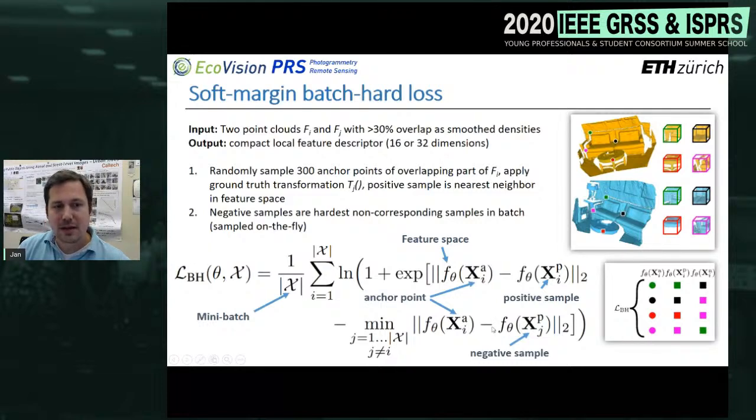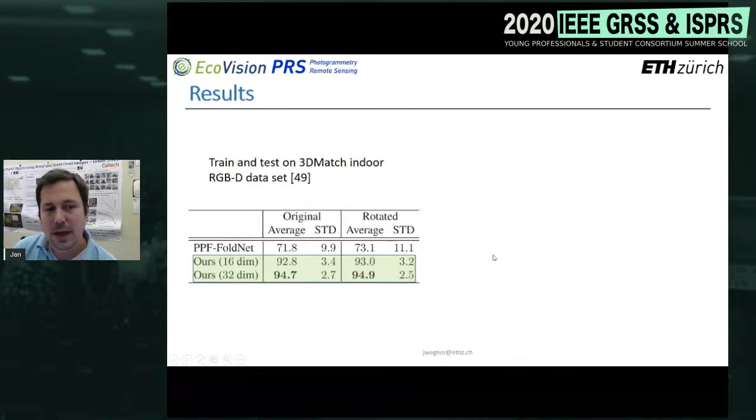So we take the negative samples that are the hardest non-corresponding samples, which means that we basically want those points of the second point cloud that look the most similar to those ones here in the first one, and we want to push them as far away as we can in feature space. And this is what is then shown here. So those are the negative ones, those are the positive ones, and those are the anchor points. And if you do this, this is a rather powerful strategy.